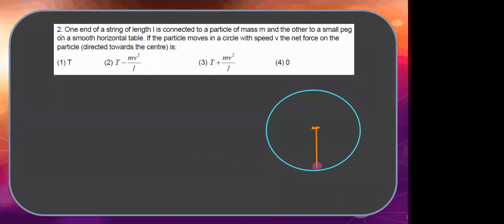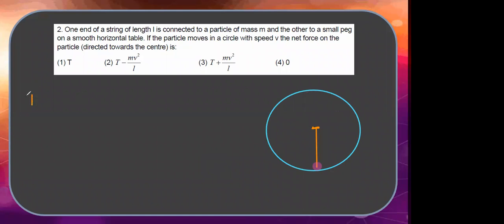Bob is like this. One end of the string is connected to a particle of mass m. So it will move in a vertical circular path. Whenever it is moving in the vertical circular path, the necessary centripetal force is needed. It is connected from the center. The necessary centripetal force is provided by the tension.